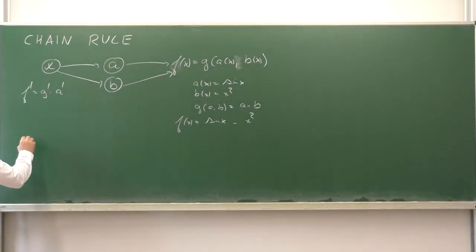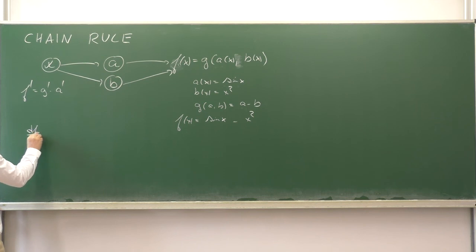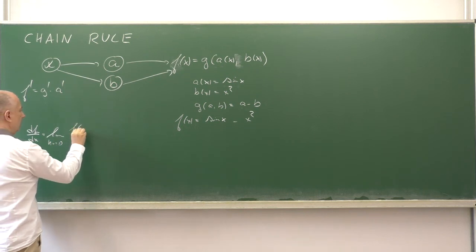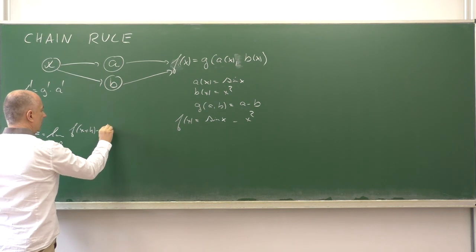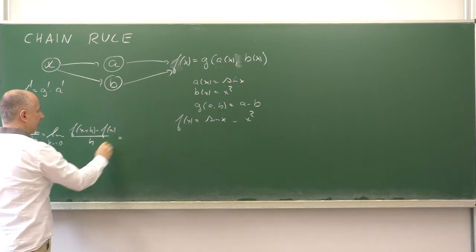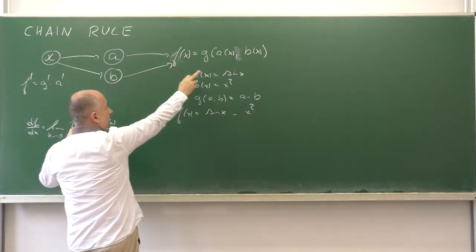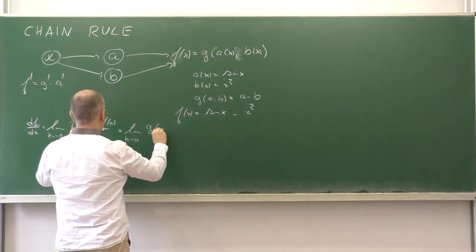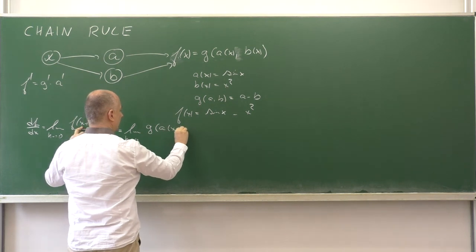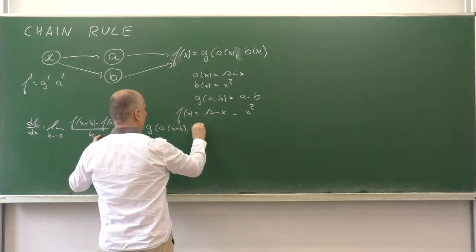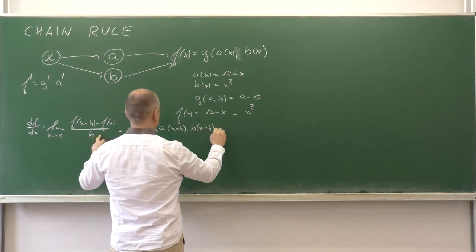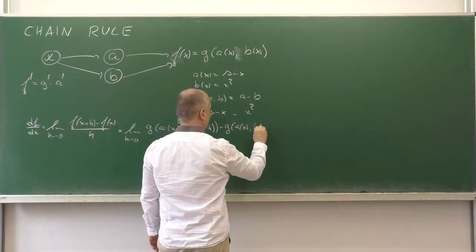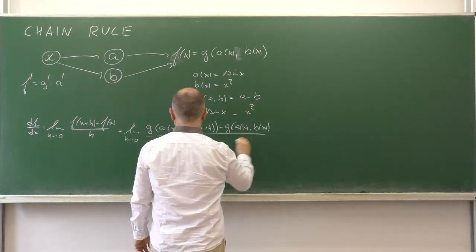So if we start with the derivative, this is the limit for h going to 0 of f at x plus h minus f(x) divided by h. Now f is g(a, b). So we have the limit for h going to 0 of g at a(x plus h), b(x plus h), minus g at a(x) alone and b(x) alone, divided by h.